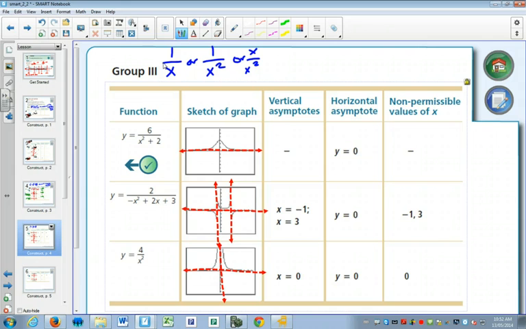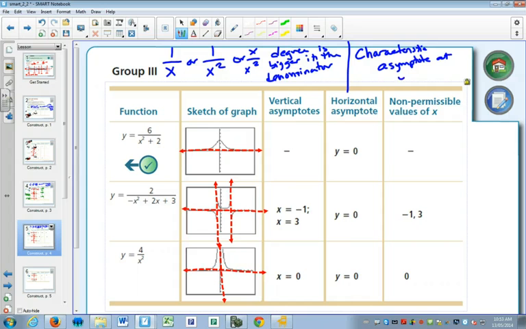And now the degree is bigger in the denominator. The degree is bigger in the denominator. And it's characteristic when this is the case. Some of these have a vertical asymptote, some of them don't, but the key characteristic is that there's always an asymptote at y equals 0.